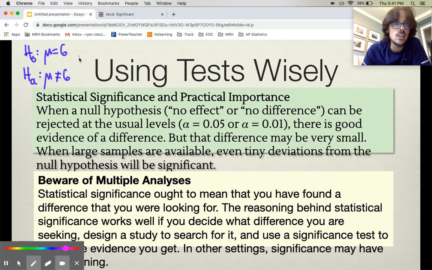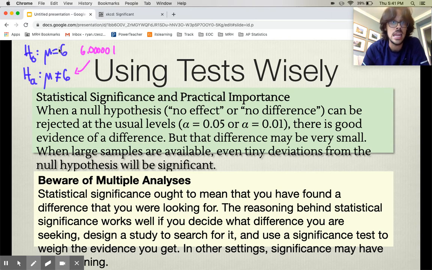If my mean really isn't 6 and it's really like 6.000001, something like that, technically HA is right and HO is not. HO is almost always not correct because how likely is that it actually equals that exact value? So when you do problems and you get too much data, you may end up getting where you reject HO, you find convincing evidence of something, but just because you find convincing evidence doesn't automatically mean, oh my gosh, I'm being lied to. This is such a huge difference.